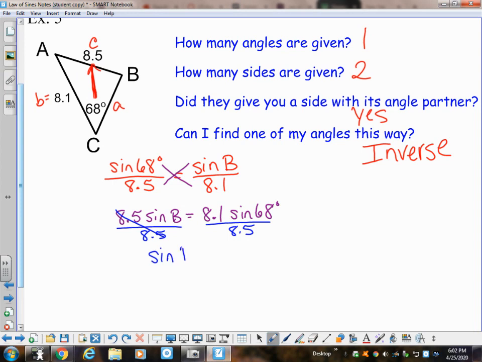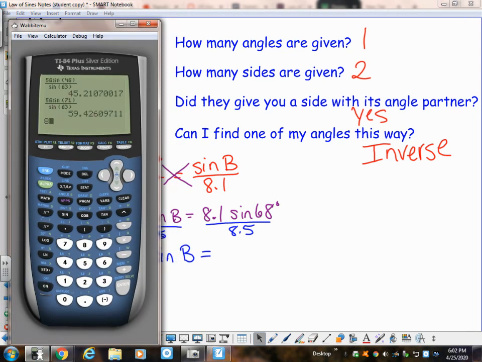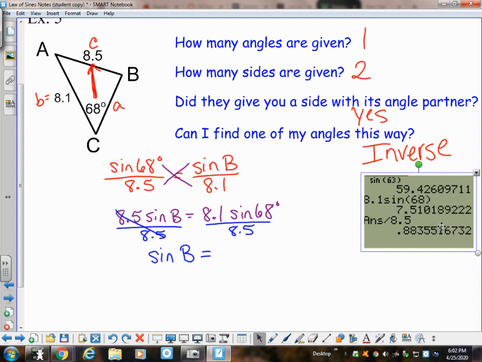So sine of angle B is equal to, well, let's see what that equals. Let's pull up the calculator again. Okay, so I'm taking 8.1 sine of 68. I forgot to put it in a fraction, so I'll just hit enter and then divide it by the 8.5. All right, I get this long number here. Let me put it over here. And I need, let's go 4 decimal places, for more accuracy, that 5 is going to bump him up. So I end up with 0.8836.